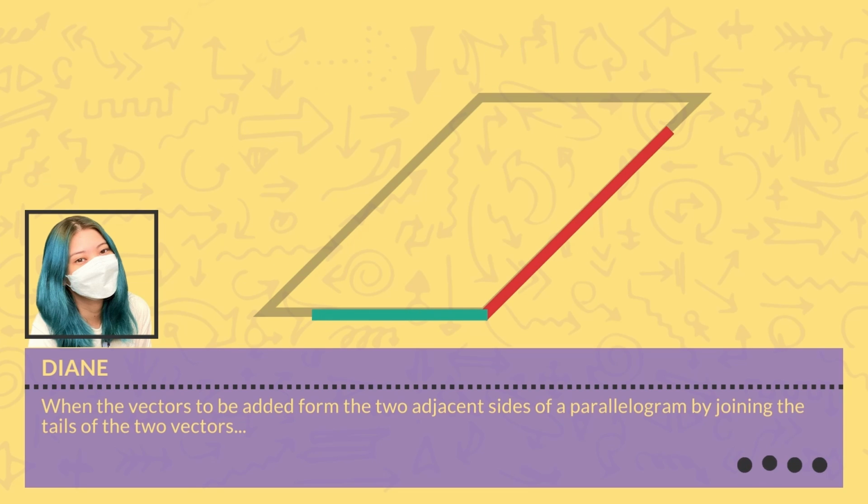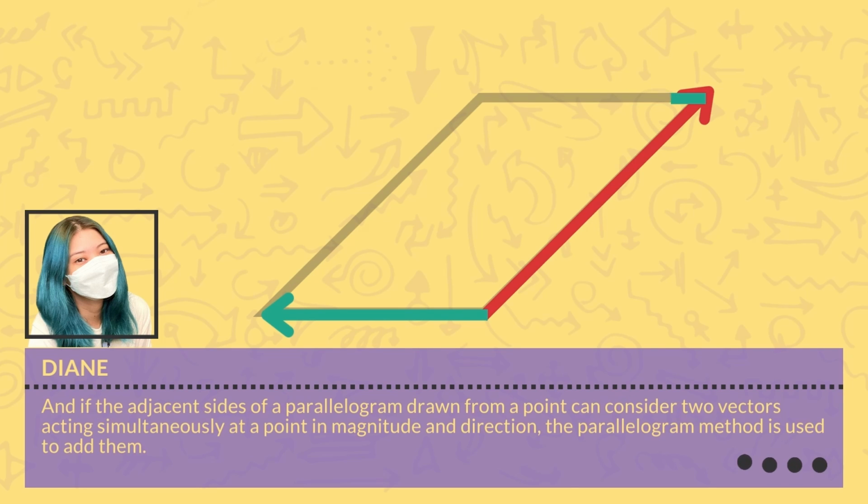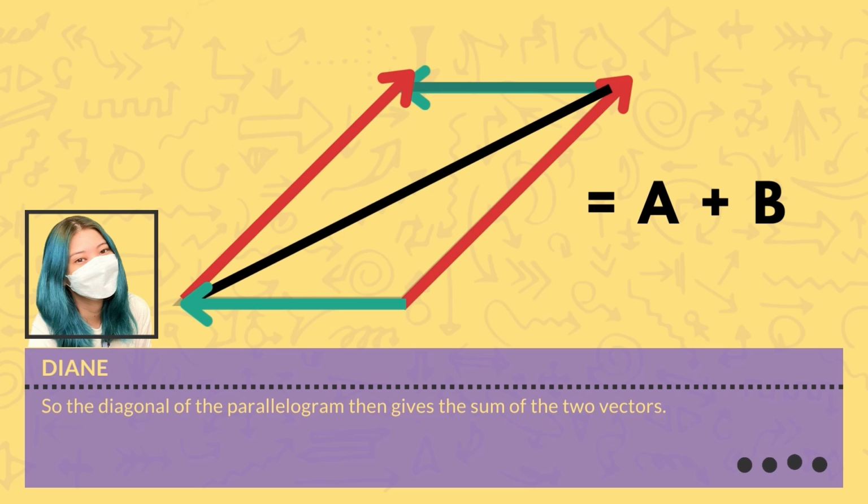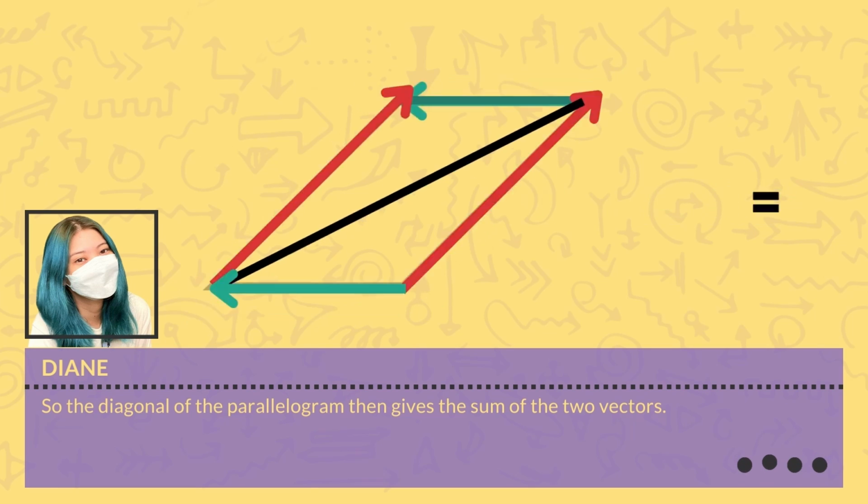When the vectors to be added form the 2 adjacent sides of a parallelogram, by joining the tails of the 2 vectors, the adjacent sides of a parallelogram drawn from a point can be considered 2 vectors acting simultaneously at a point in magnitude and direction. The parallelogram method is used to add them. So the diagonal of the parallelogram then gives the sum of the 2 vectors.